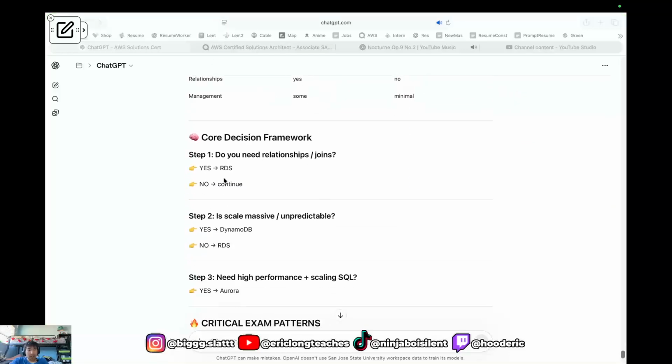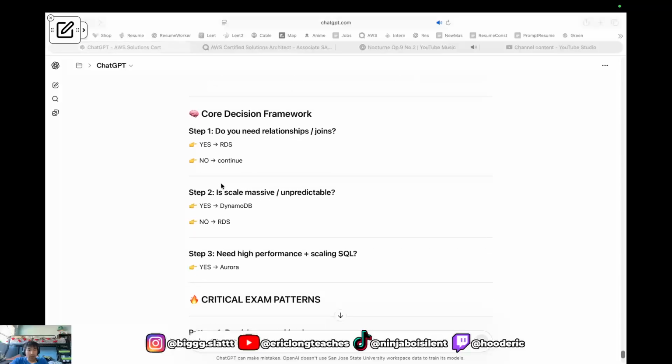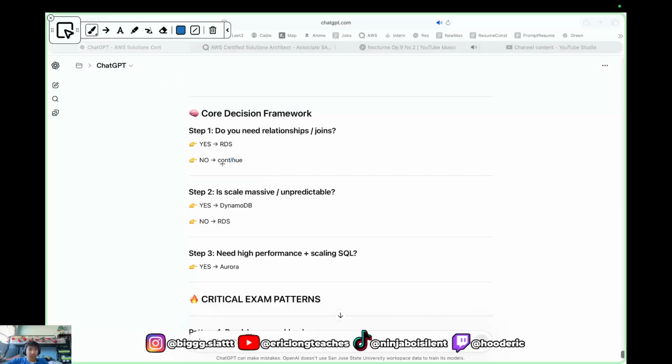Okay, let's go ahead and figure it out. Do we need relationships and joins? If no, then we go ahead. If we need relationships and joins, then we could use RDS or Aurora. If no, I think we should go ahead and use Dynamo. Is the scale massive and unpredictable? Yes, use Dynamo. No, then use RDS, or we could use Aurora. Need high performance and scaling SQL? Aurora, yep.